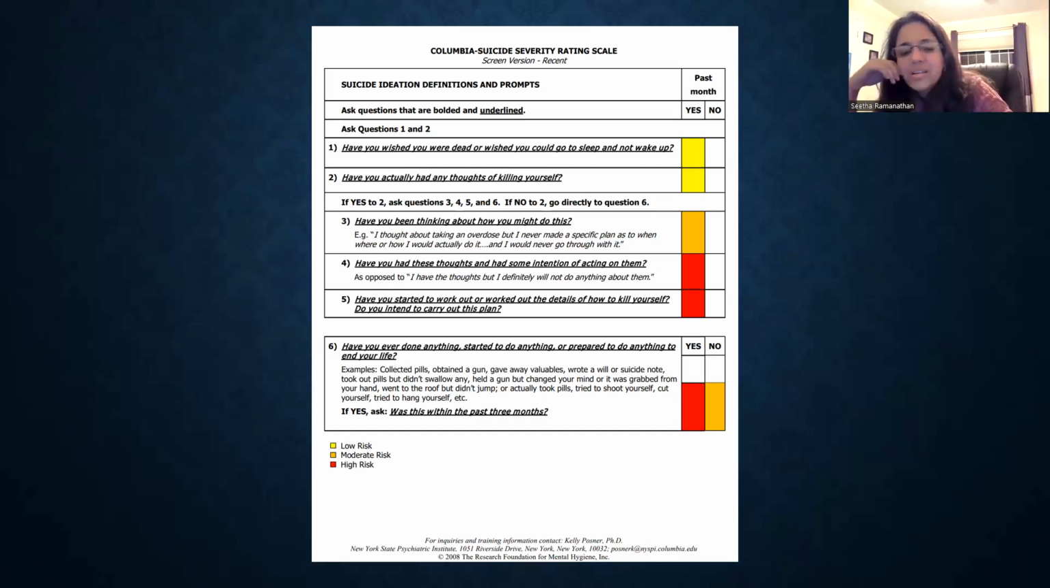So if the patient says no to question 2, I would still ask: have you been thinking about how you might end your life? And have you had any thoughts with some intention of acting? What we train our folks is, don't stop with just that; go to the next few questions. Obviously, you have to ask in a sensitive and non-judgmental way. That's what we've been training our staff in.